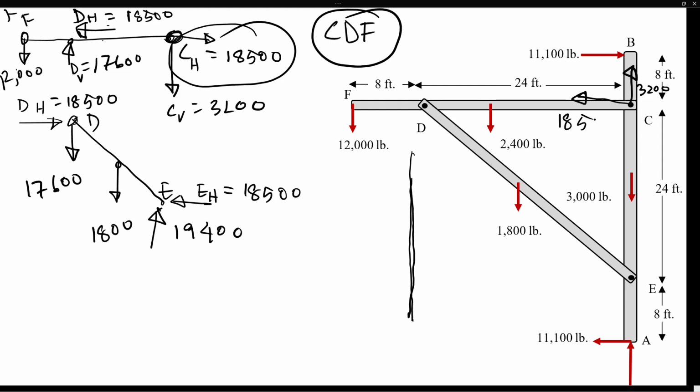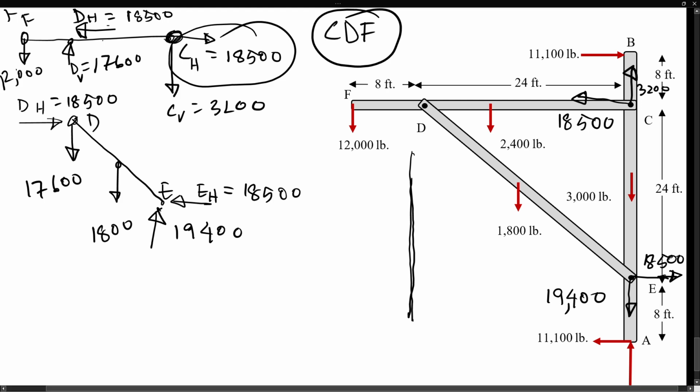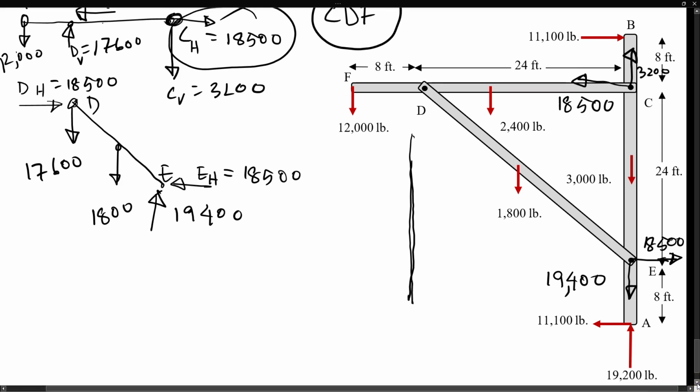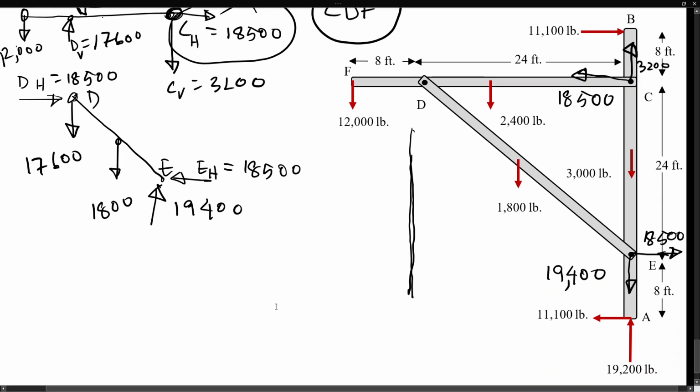So that's going to be 18,500. Same thing. Now at E, the DE member, the EH horizontal was acting to the left. So now for the other member AECB it is going to be to the right direction, which is 18,500. And then at E, for the DE member, the vertical reaction was acting upward, so it's going to be exactly the opposite direction with the same force, 19,400.